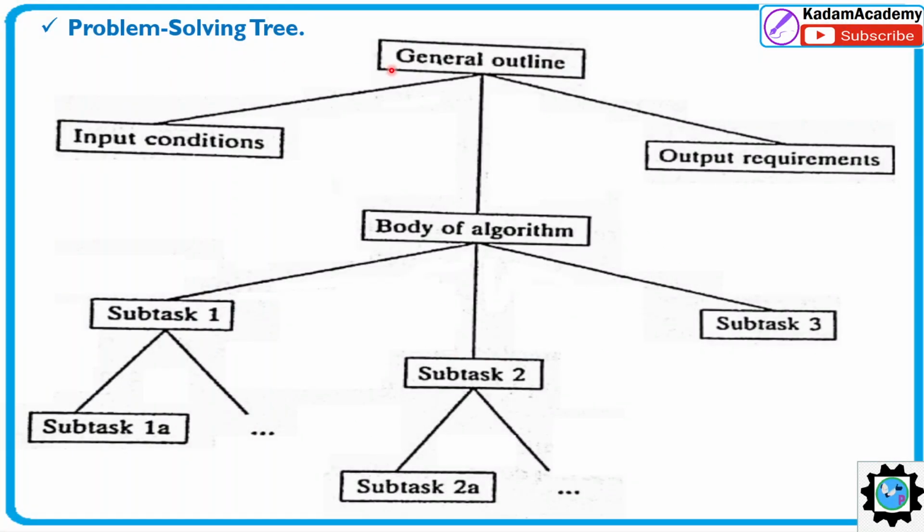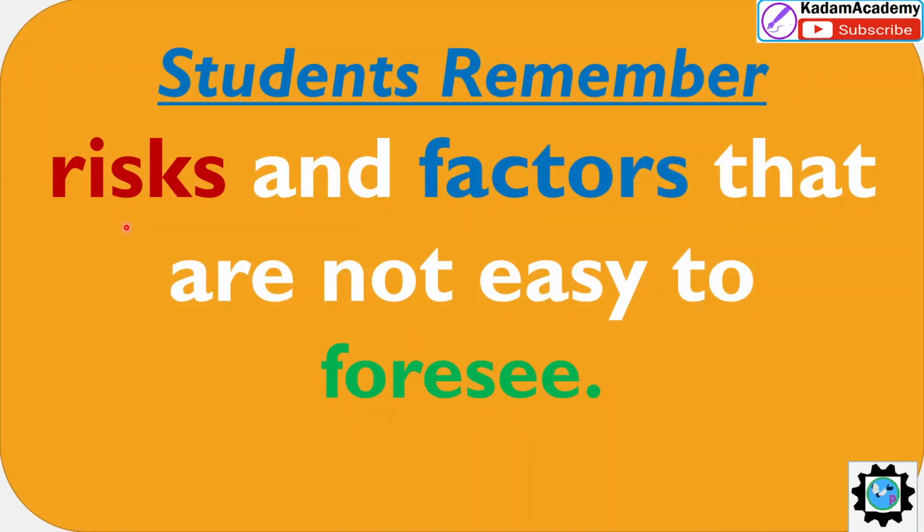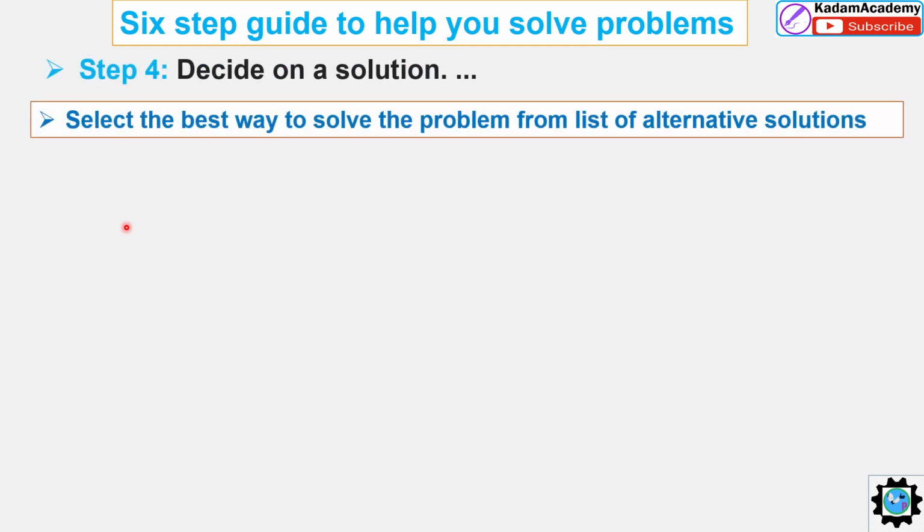So friends, suppose this is the main element, and these are the elements, how they are logically connected, that you must learn. Students, remember risks and factors that are not easy to foresee, but it is possible to try to predict. So this is important. Remember, okay. We will go for the next step.